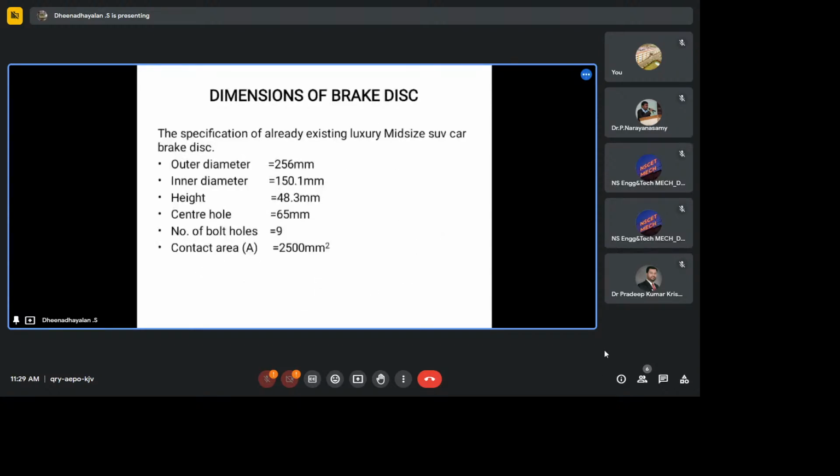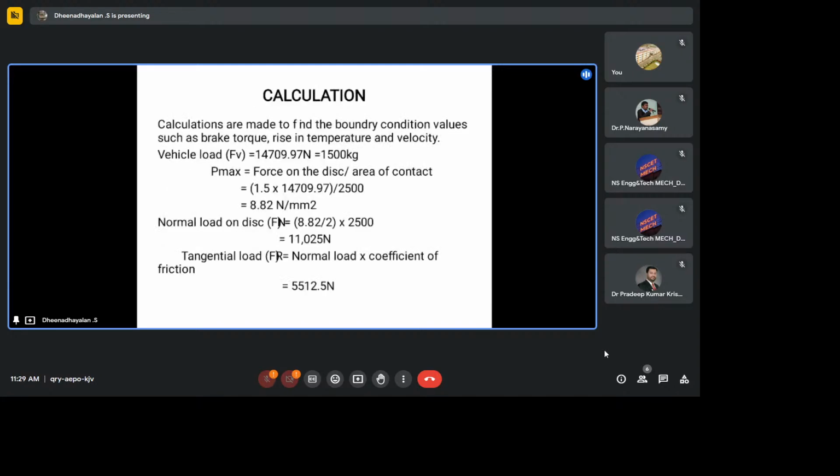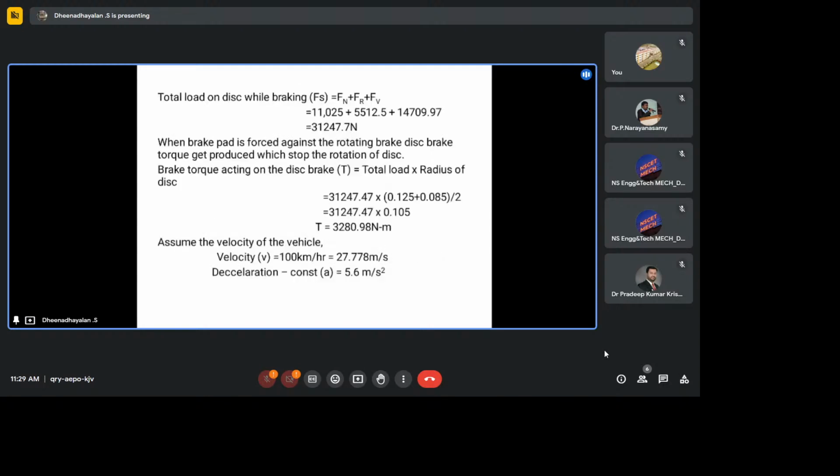Dimensions of the brake disc: outer diameter 256 mm, inner diameter 150.1 mm, height 48.3 mm, central hole 65 mm, number of bolt holes 9, contact area 2500 mm squared. Calculation: first the vehicle load is measured, and next the P max, the normal load on the disc, the tangential load, and the total load.